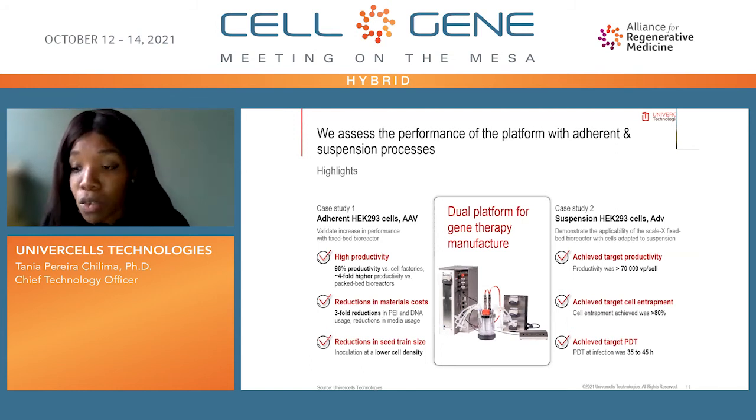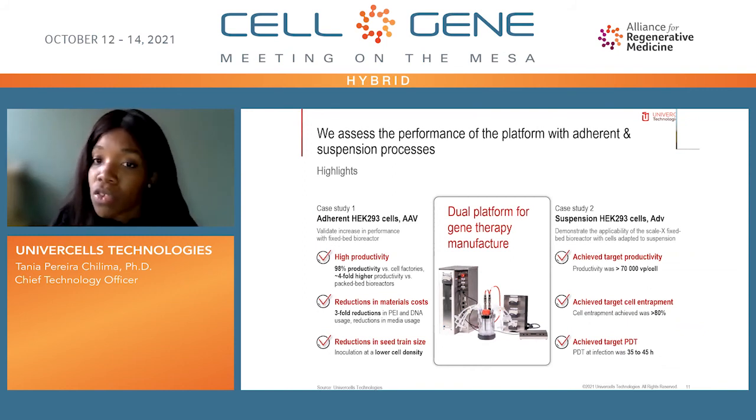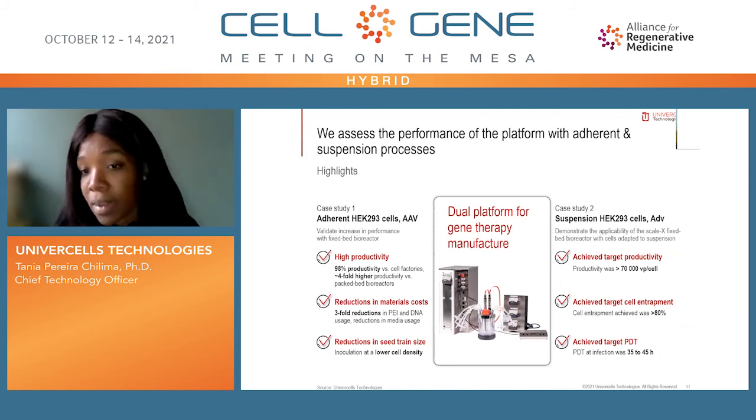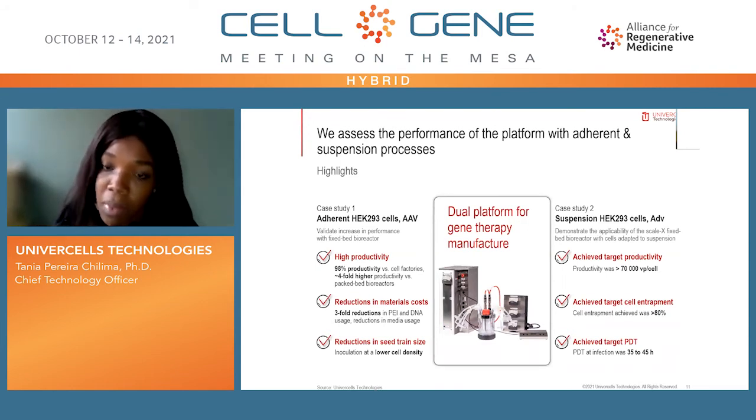Looking at case study number 2, this is where we use suspension cells for adenovirus production. Here, the key take-home messages are that we achieved the target productivity, and we actually surpassed it. We achieved the target cell entrapment and surpassed that as well. And finally, we achieved the same or better population doubling time than the control.